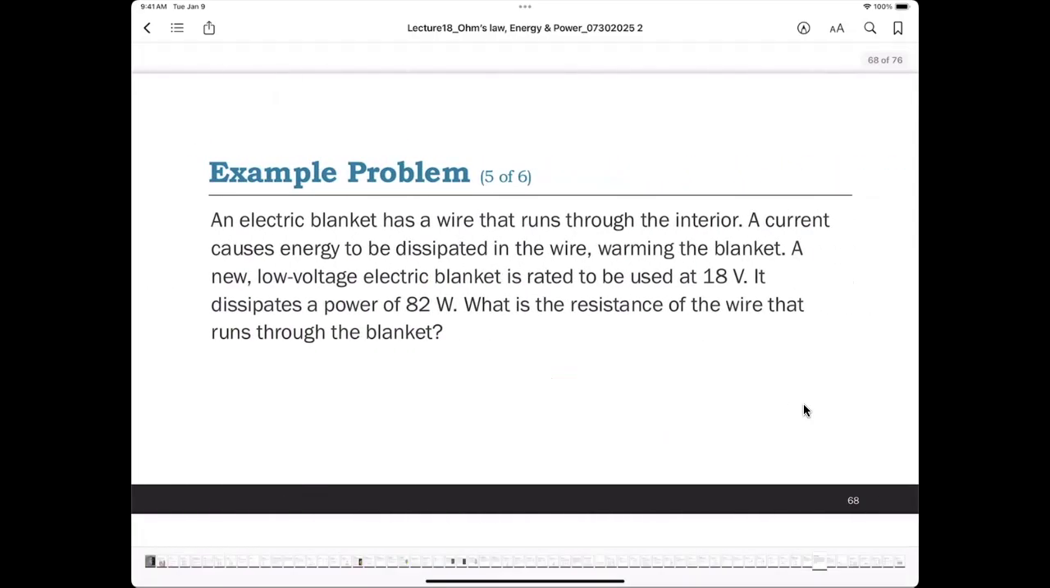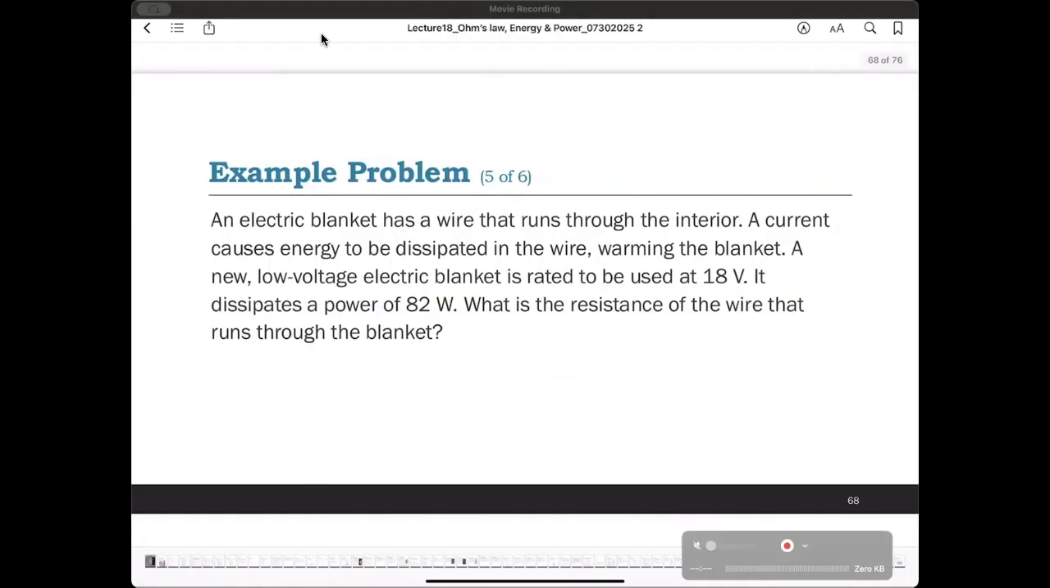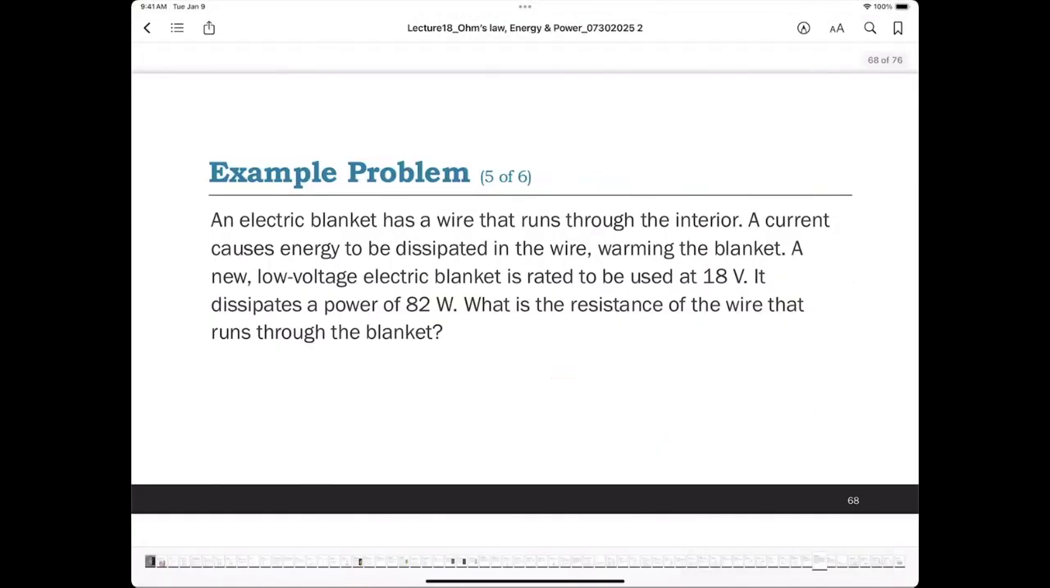Okay, let's talk about this example problem. Let's read it first.